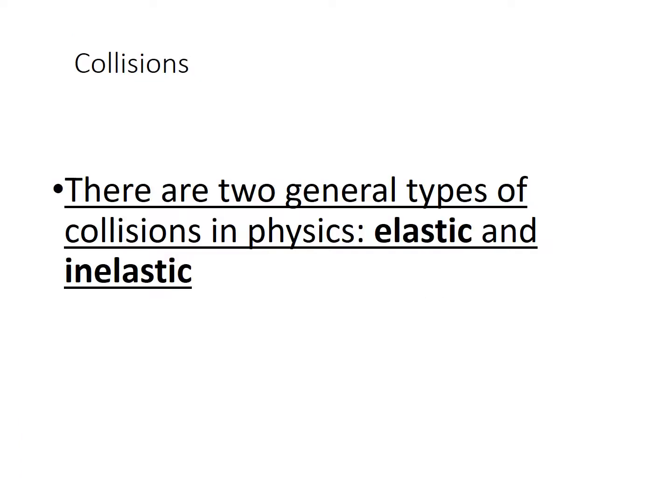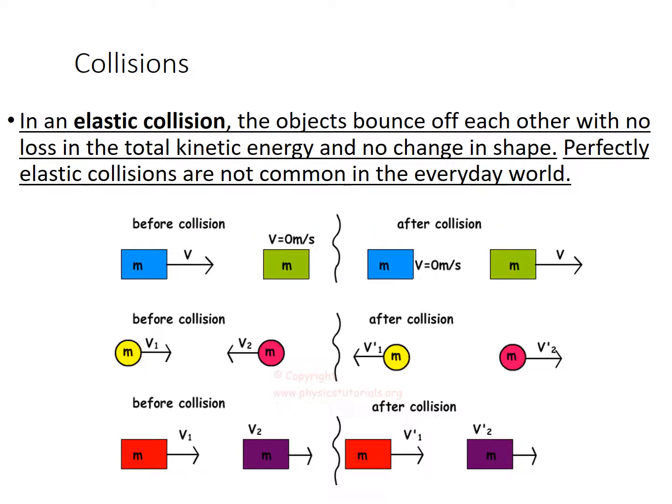There are two general types of collisions in physics: elastic and inelastic. In elastic collisions, the objects bounce off each other with no loss in total kinetic energy and no change in shape. Perfectly elastic collisions are not common in the everyday world. Usually in collisions, you'll see two cars get stuck to each other. But these are elastic, they'll bounce off.